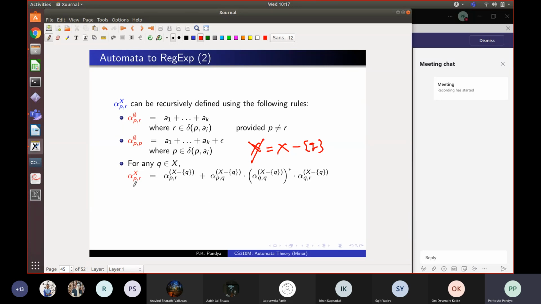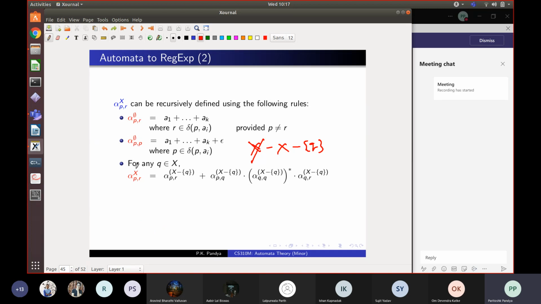Suppose we know how to calculate P alpha, some arbitrary, QW on Y. Suppose we know how to calculate all such triples, where Y is a smaller set. Then my claim is you can calculate it for PR using this formula. Okay, so let us look at this reduction.